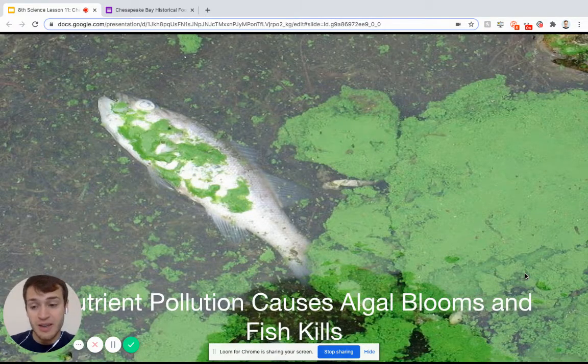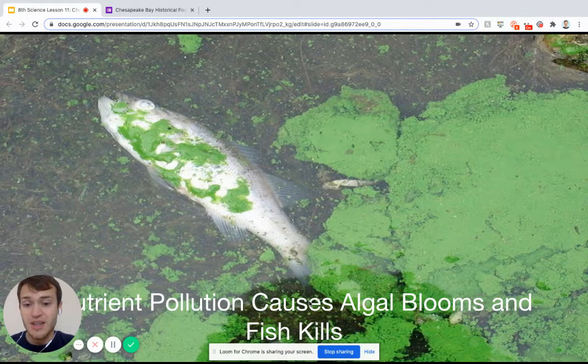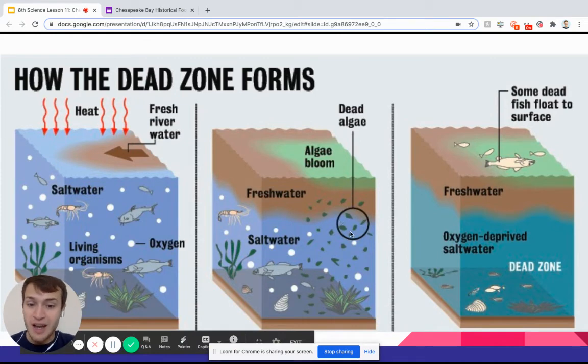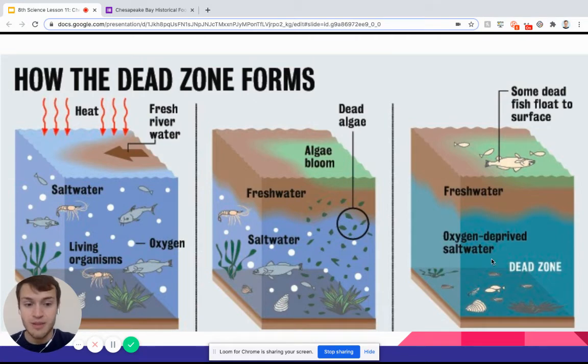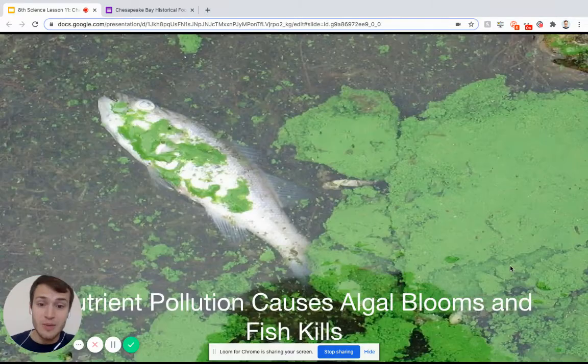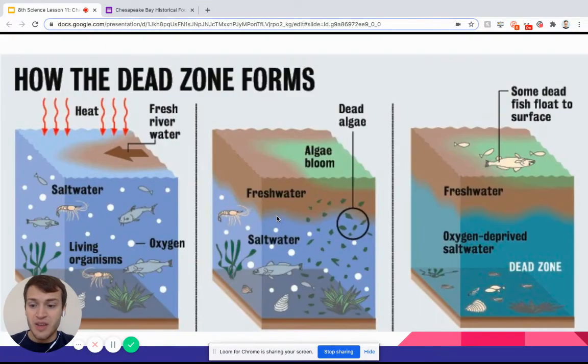So the bay, remember from dead zones that nutrient pollution causes algal blooms and fish kills. There are a lot of nutrients going into the Chesapeake Bay, and that causes algal blooms. And as you remember, when algae dies, decomposers in the water use up all of the oxygen, forming a dead zone. And nothing can survive in a dead zone. So that's why we've got some fish kills, some dead fish in the Chesapeake Bay.